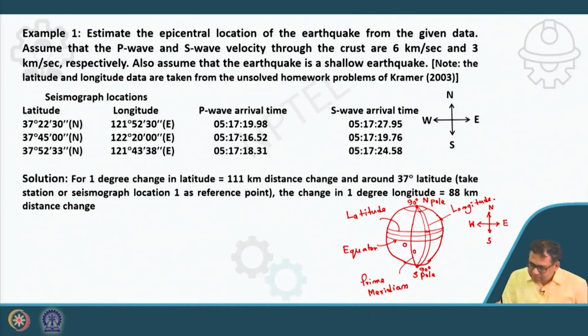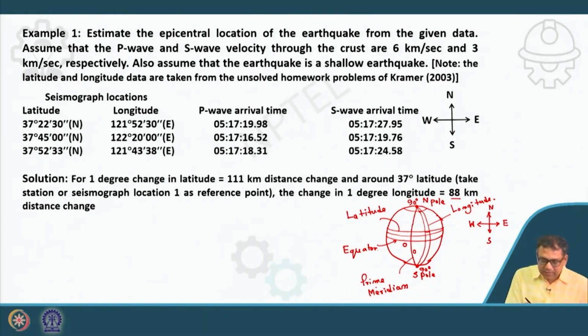So on this 37 degree latitude, if you change 1 degree of longitude, then it will be 88 kilometers. If it is a 50 degree latitude, then a 1 degree change will be less than 88 kilometers. If it is 90 degree latitude, then a 1 degree change will be 0 kilometers. And if it is 0 latitude, a 1 degree change will be 111 kilometers. Clear? So you have to first sort these things out.